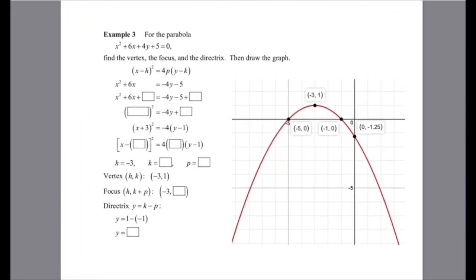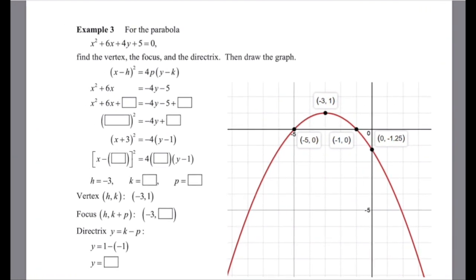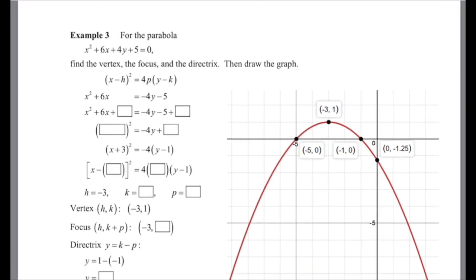For the parabola x squared plus 6x plus 4y plus 5 equals 0, because we have an x squared, that is our hint to use this formula. Since the x value is squared, it is our hint to use the vertical axis of symmetry portion. We need to complete the square in order to get it into standard form.